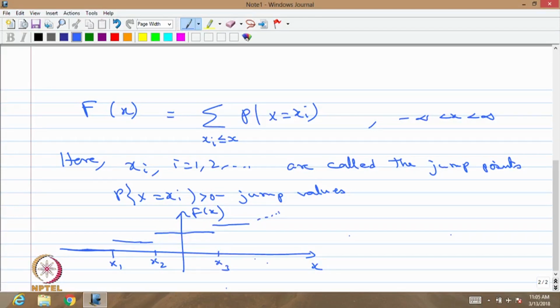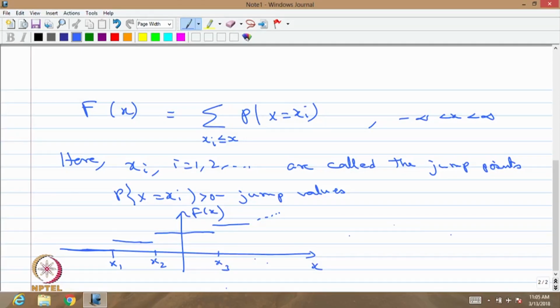Like that it may keep going, and you know that it is a CDF, therefore, it always starts from 0 and will end up at 1, and this CDF has only jumps, that is very important. Then only it is going to be called a discrete type random variable, and at the other points the value is 0.